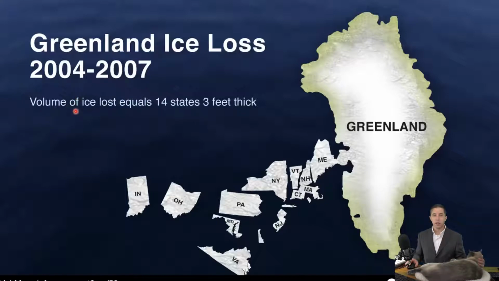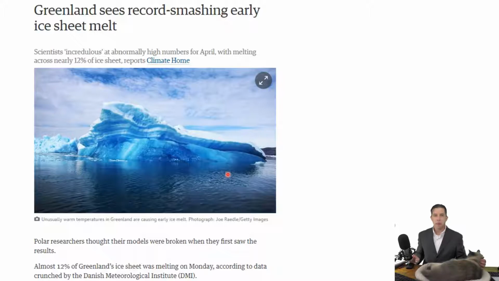Greenland lost an amount of ice equivalent to 14 states. Of course, they pick little states, but still, each of these is 3 feet thick. That's a significant amount of ice that it lost. Now, there's still a lot there, so it's not going to be disappearing, even in a few years. It's going to take a while. But we're seeing a record amount of ice melt coming off of Greenland in the springs and summers.